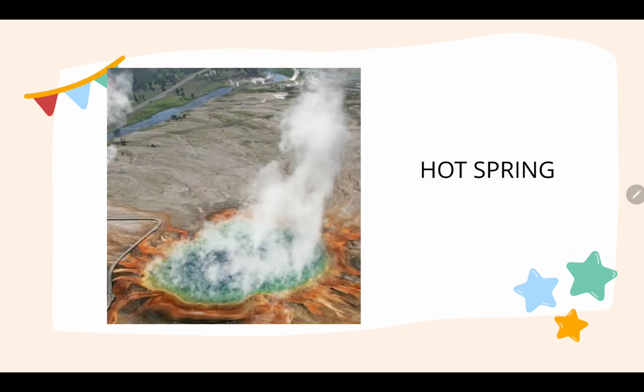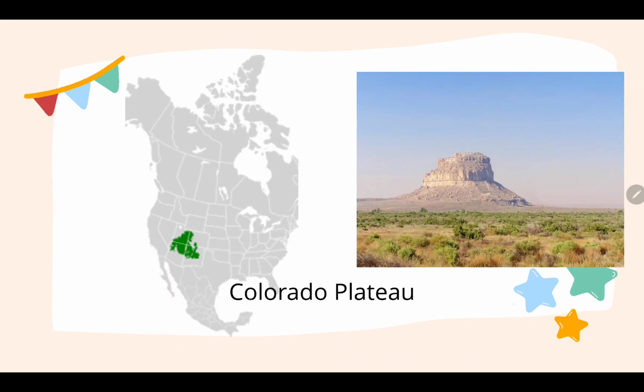Now hot springs, this is also a hot spring. In the same way, if a region has a volcano, hot springs are also there. Now I have talked about Colorado Plateau. So Colorado Plateau lies out here, and this is how this plateau looks like. So I guess the images are clear, and where it is located, I guess that one is also clear.